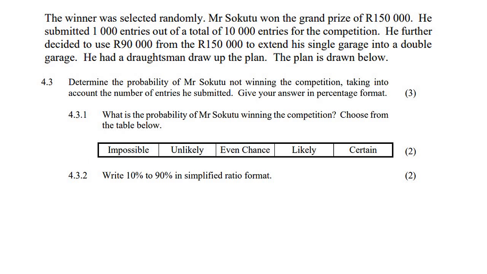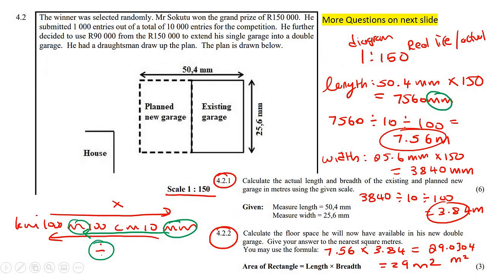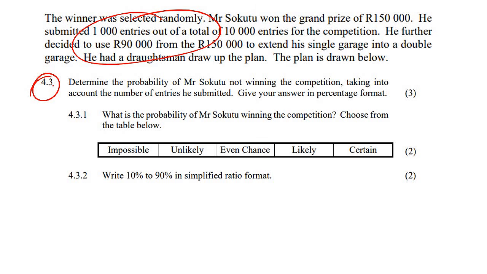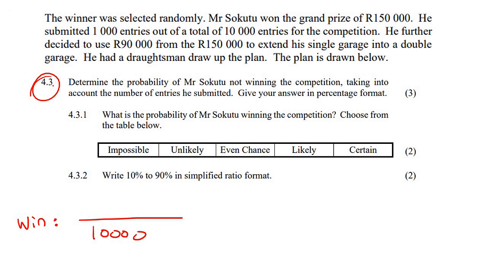Okay, and then there's a last part over here. Remember we still got the introduction statement over there. It says, determine the probability of Mr. Sokoto not winning the competition, taking into account the number of entries he submitted. Give your answer in percentage format. Okay, so we know that there was 10,000 entries. Okay, so let's quickly see. If this guy wanted to win, and then over here I'll show you what to do to not win.